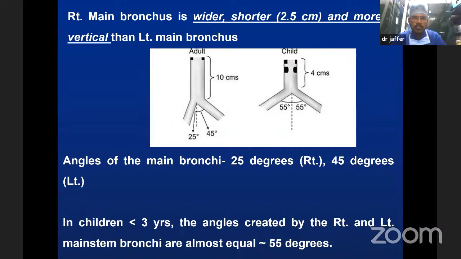So what is the significance of this? Right side, it is more in line with the trachea. So there are higher chances that the endotracheal tube gets passed into the right bronchus. There can be a bronchial intubation.